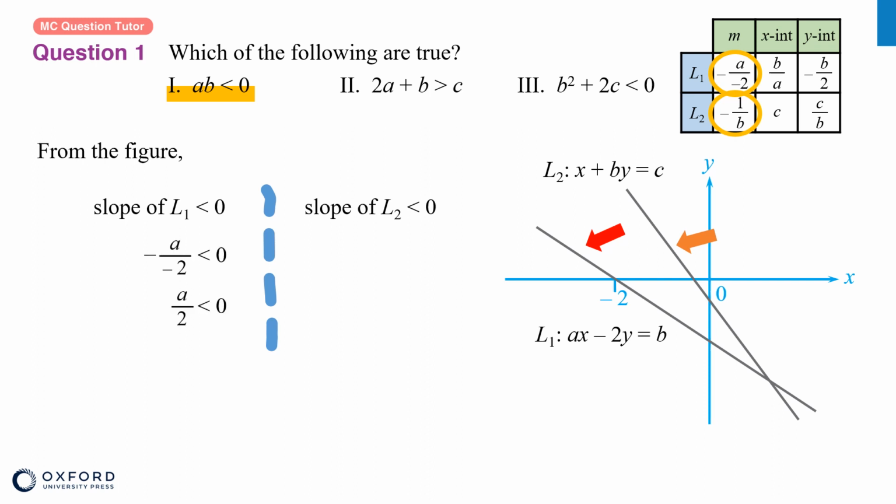We have a is smaller than 0 and b is greater than 0. a and b have different signs, so the product of a and b must be smaller than 0. So inequality 1 is true.